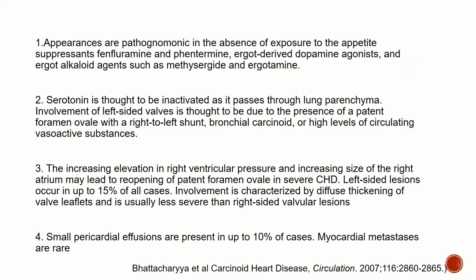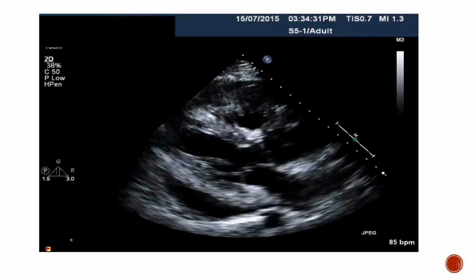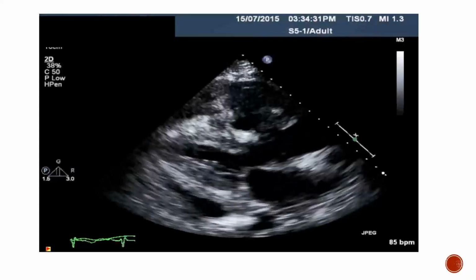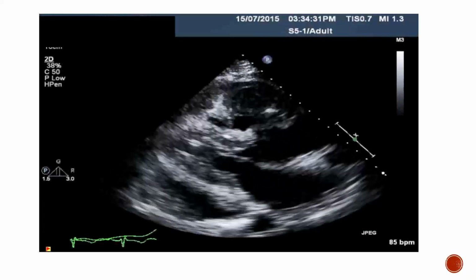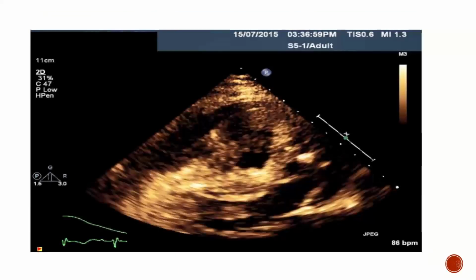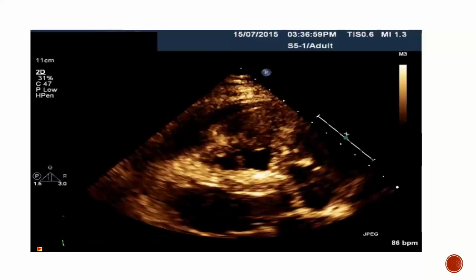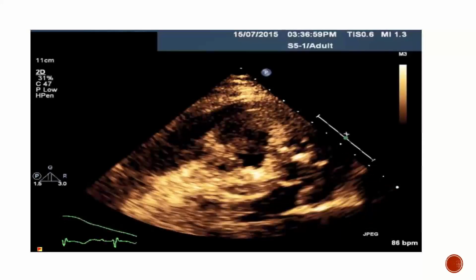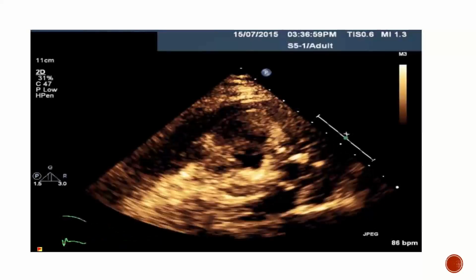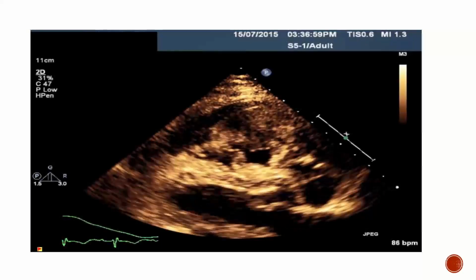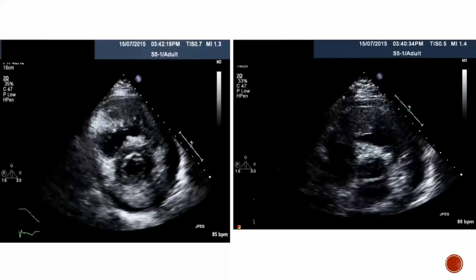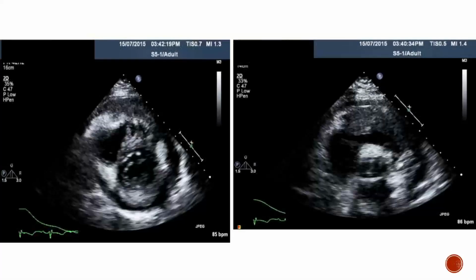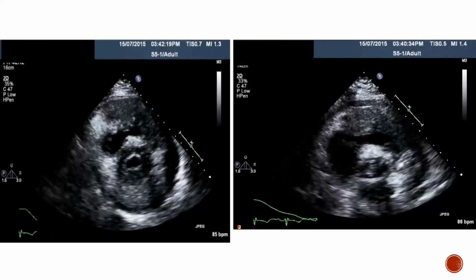I'll just go through these cases quickly. So this is a patient who had anterior wall thickening, as you can see, anterior RV wall thickening. Again, clear RV wall thickening in those kinds of patients. So thickening of the RV wall, as you can see, this is at the level of the mitral valve and the level of the aortic valve.